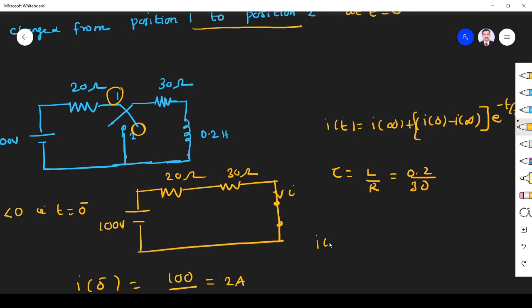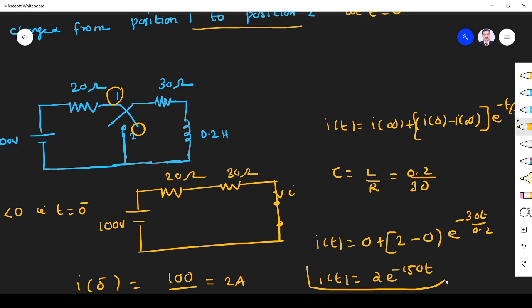Substitute all the values. I of t, I infinity is 0, I0 is 2. So 0 plus 2 minus 0, e power minus R by L, that is 30 t by 0.2. So I of t is equal to 2 into e power minus 150t. This is the answer.